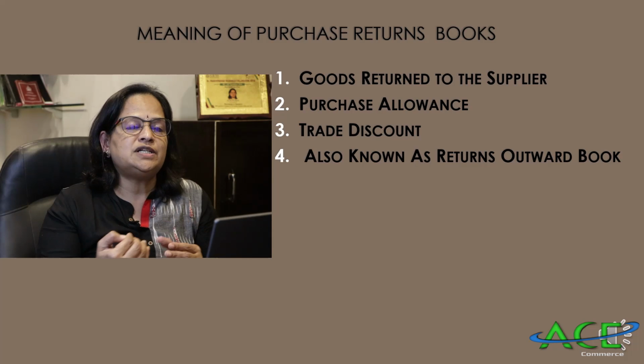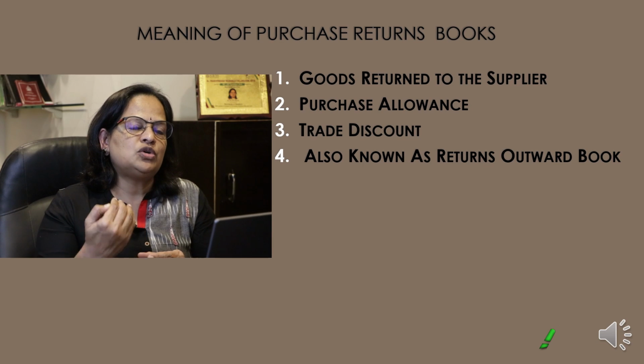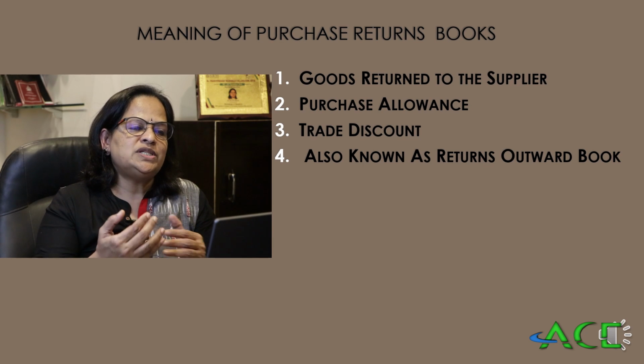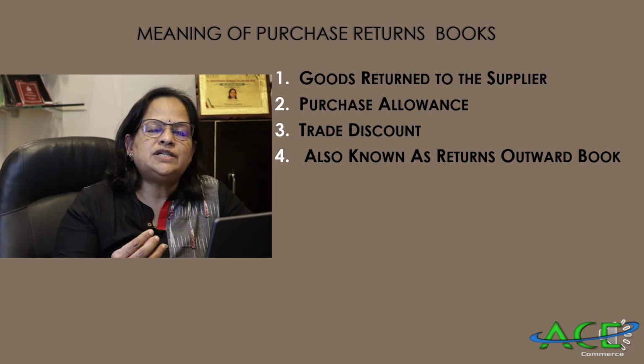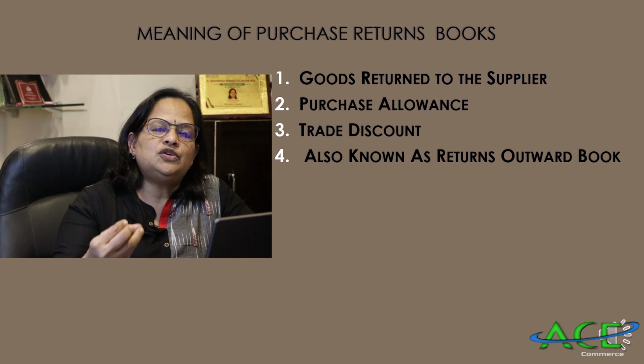So last module we have learned the purchases book. Now the next module is purchase returns book. I told you there are 8 subsidiary books. So this is the second one. Now what is the meaning of purchase returns book? Purchase returns book means goods returned to the supplier.